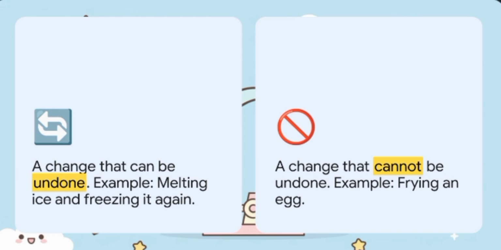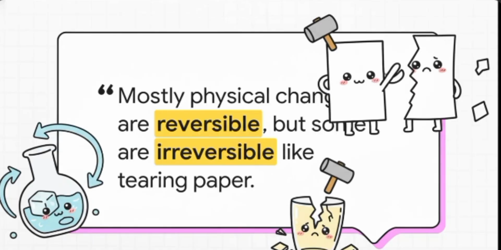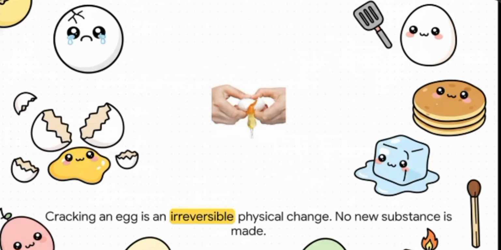But an irreversible change, well, that's a one-way street. You can't unfry an egg, and that almost always signals a chemical change. Now, remember that catch I mentioned? Here it is. While the reversibility test is a great rule of thumb, it's not 100% foolproof. As this quote here points out, some physical changes are actually irreversible. I mean, you can't untear a piece of paper, but it's still just paper, right? No new substance was formed. And this is the perfect illustration of that tricky exception.